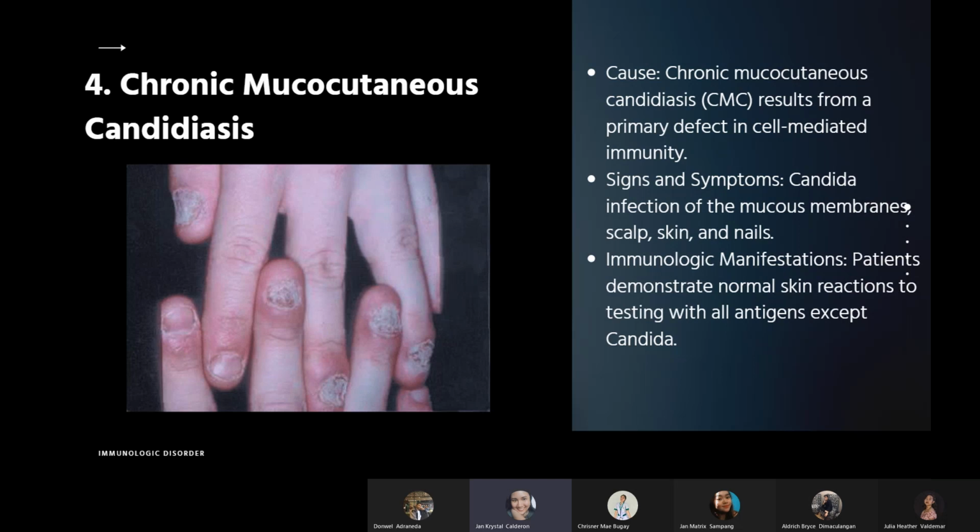Chronic mucocutaneous candidiasis results from a primary defect in cell-mediated immunity. T cells are unable to identify the candida antigen only. As for signs and symptoms, patients usually live to adulthood. They also manifest signs of candida infection of the mucous membrane, scalp, skin, and nails. Immunologically, patients demonstrate normal skin reactions to testing with all antigens except candida.